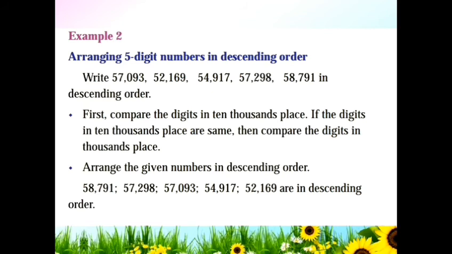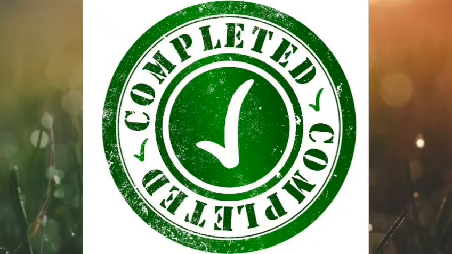If the digits in the 10,000s place are the same, then compare the digits in the thousands place. Arrange the given numbers in descending order: 58,791, 57,298, 57,093, 54,917, 52,169 are in descending order. Dear children, we have completed the chapter and I hope you have understood all the aspects of this chapter 1, that is 5-digit numbers.